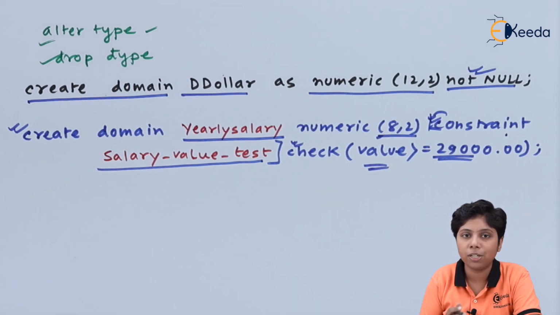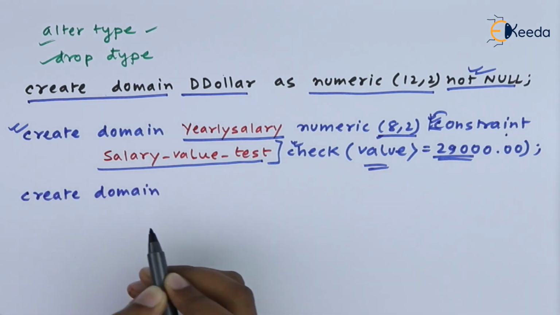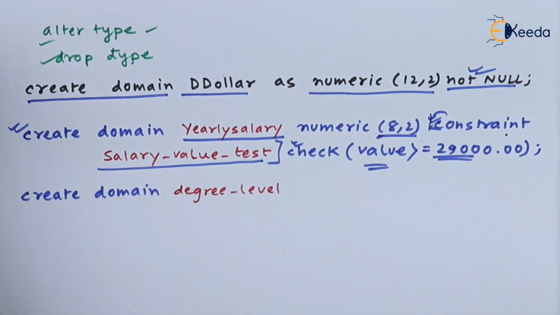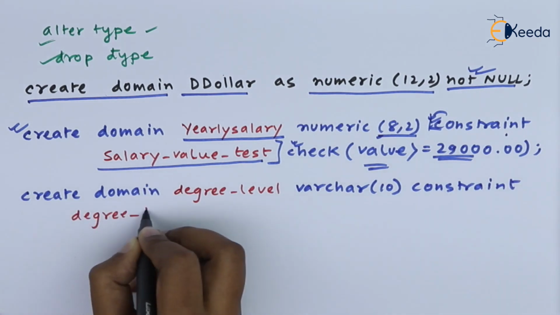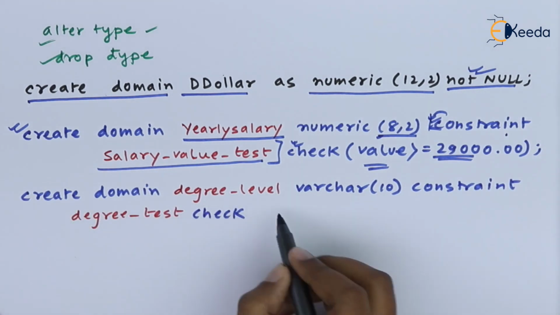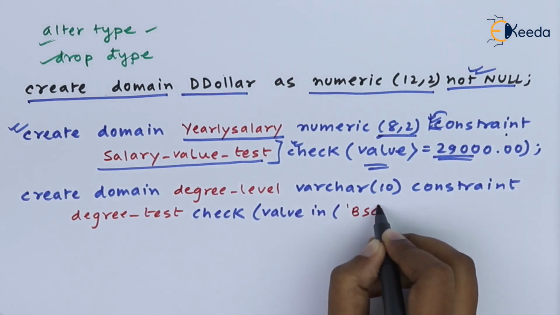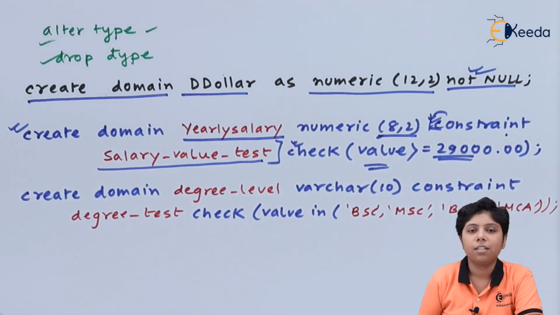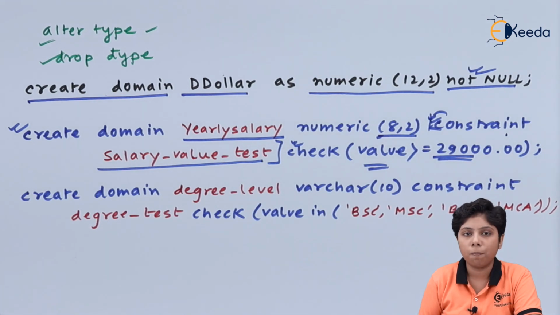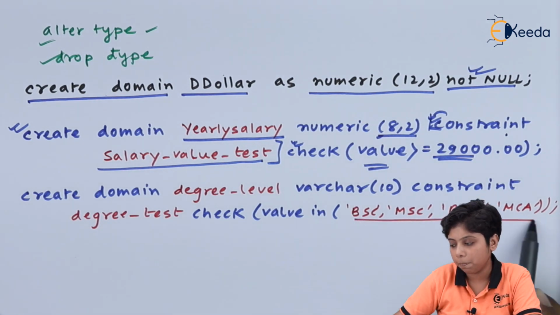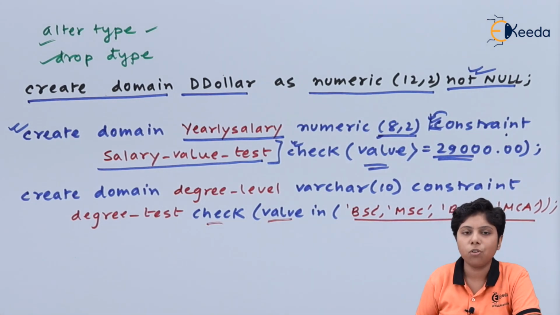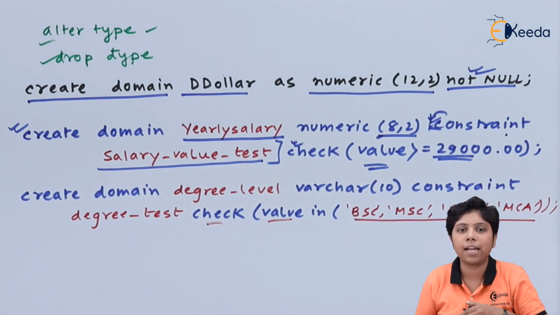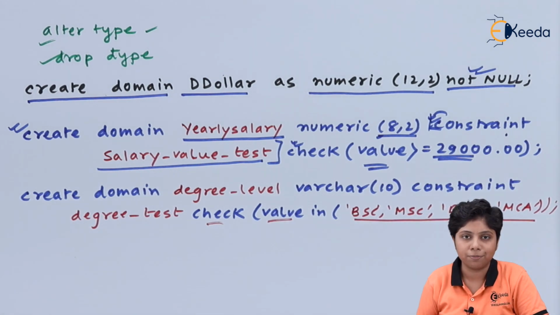Now we will see how to create a domain using a complex constraint. Here we are using a complex constraint of set membership, where a set is given to check the value. So we can even use a set inside a check constraint when creating a domain.